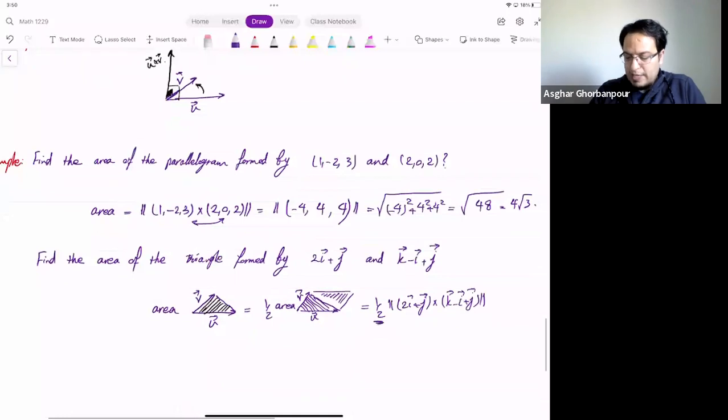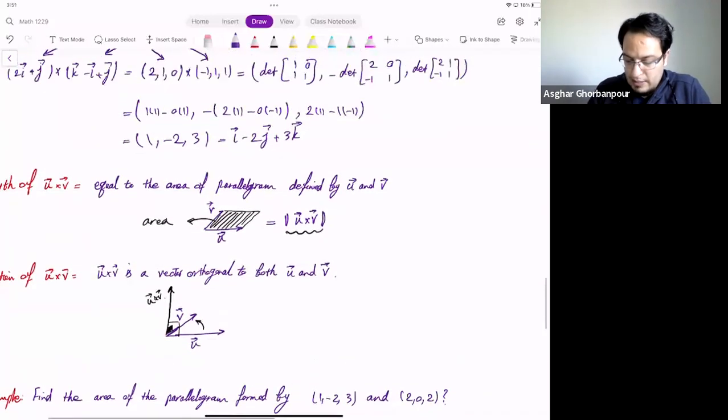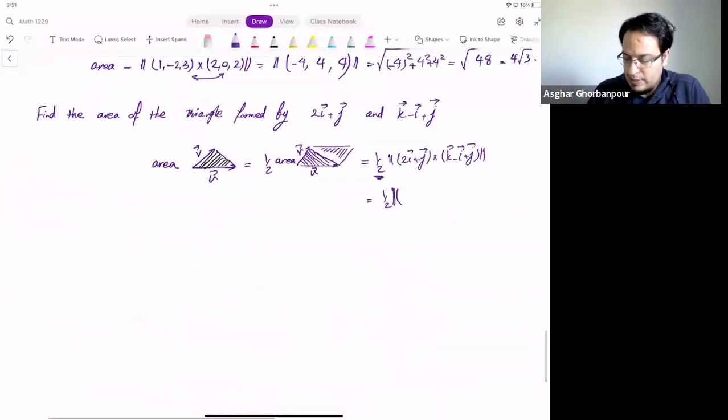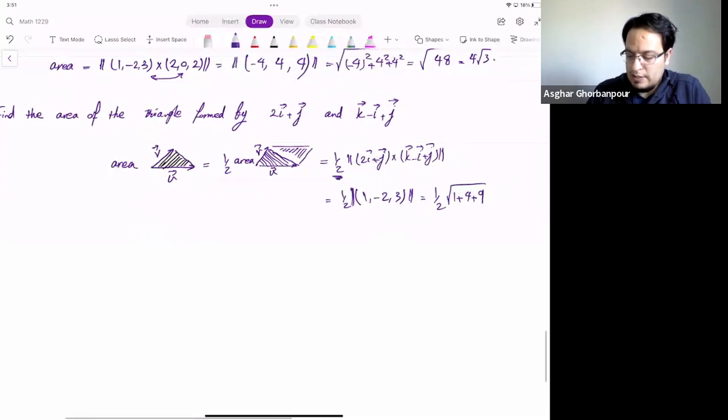And then if I divide it by 2, I get the area of the triangle formed by this one. So we already did compute this cross product. So I'll use that result up here, which is 1, -2, and 3. And this is half of the square root of 1 squared plus -2 squared plus 3 squared, and that's √14 divided by 2. Any questions, any comments here?